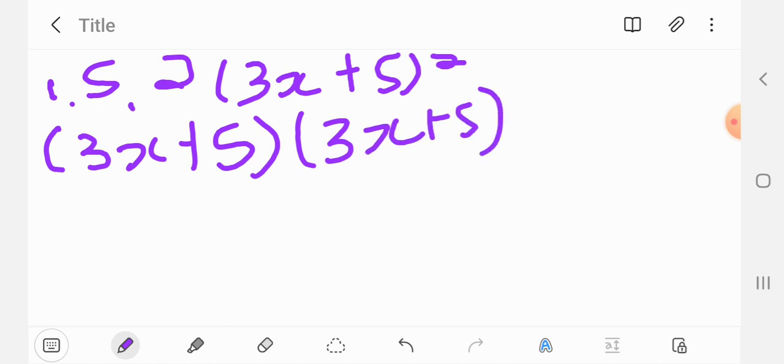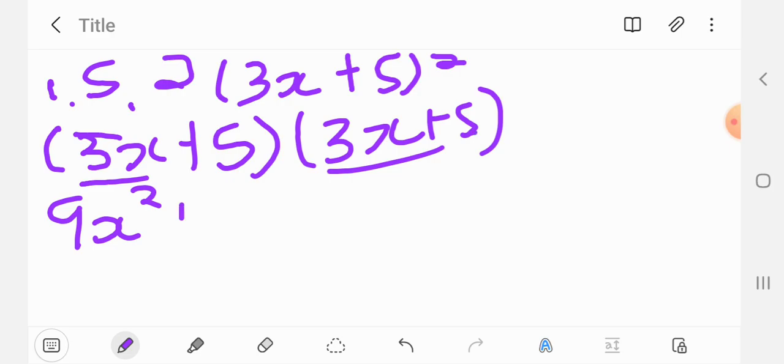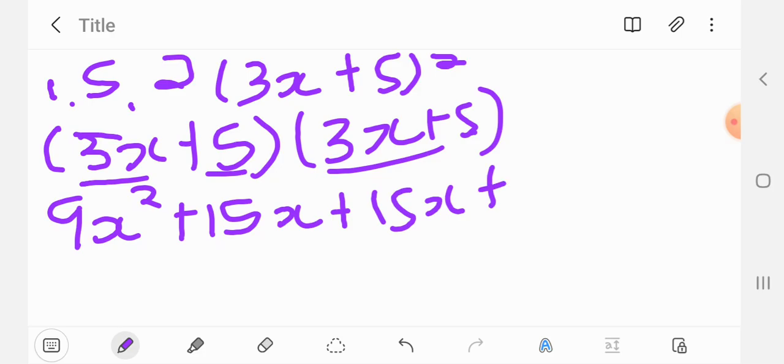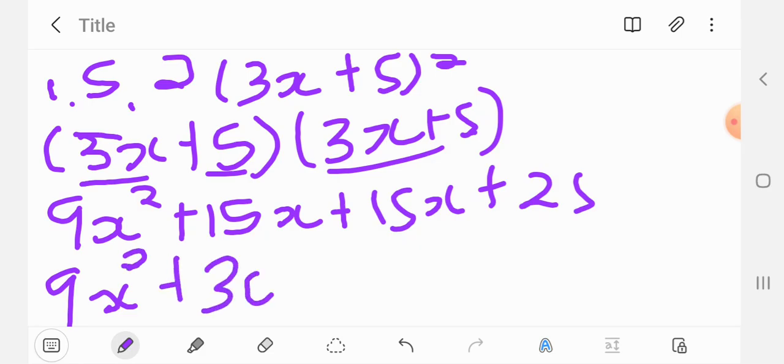So you say this times this is 9x squared, and then we say this one times this one will be plus 15x, and you do this with this one as well, and then that will be 15x, and then you will have plus 25. Then you have 9x squared, 15 plus 15, that is 30x plus 25. So that is the answer.